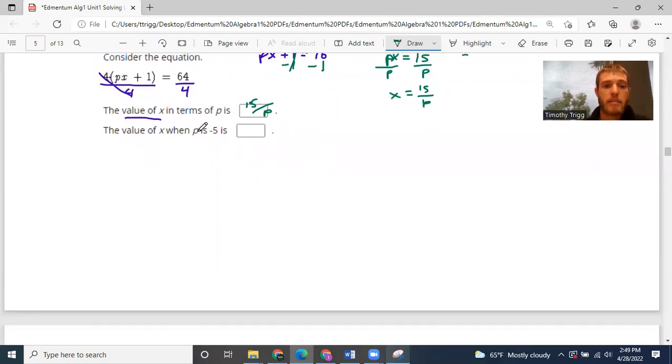And then replace P with -5 to figure out what this result is. It says find the value of X when P is -5. So replace P with -5 and divide that.